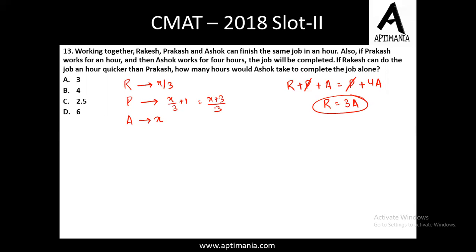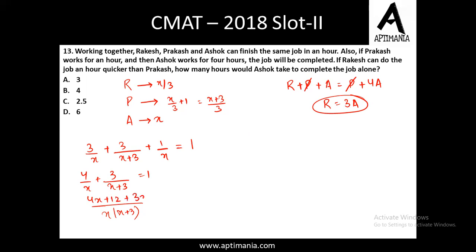Now, as we know that the three working together can complete the job in 1 hour, the work done by Rakesh in 1 hour will be 3 upon x, Prakash in 1 hour will be 3 upon x plus 3, plus Ashok in 1 hour will be 1 upon x, and the total work done in 1 hour is 1. So on solving the equation, I'll have 3 upon x plus 1 upon x is 4 upon x plus 3 upon x plus 3 equal to 1. Taking the LCM to be x into x plus 3, I'll have 4x plus 12 plus 3x equal to x into x plus 3. On cross multiplying, I'll have 7x plus 12 equal to x into x plus 3.